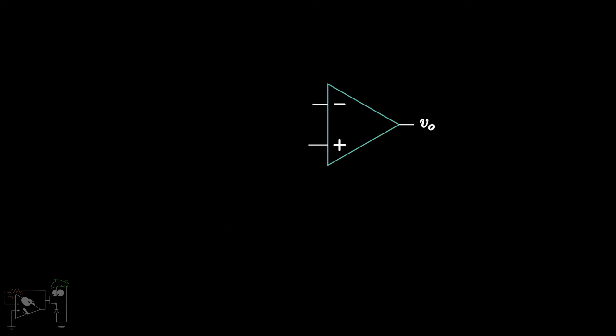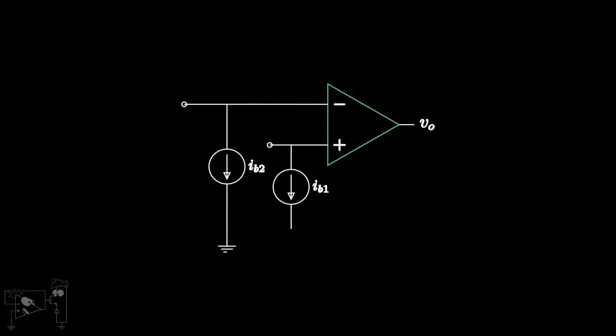Each bias current is modeled by a current source tied between ground and the corresponding input terminal. Once we have modeled the bias currents, we assume the op-amp to be ideal again, which means it has infinite input impedance. Hence, we can assume the op-amp is ideal and incorporate the bias currents in our analysis.